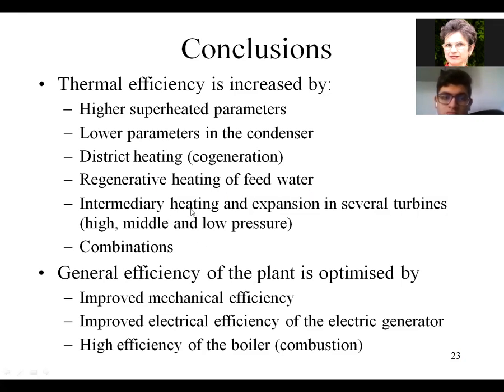You can use several turbines and intermediary heating in the superheaters and several expansions. So you can have at least 3 turbines, high, middle, and low pressure turbines. And you can make combinations of all those. Normally, combinations of all those are running in reality.